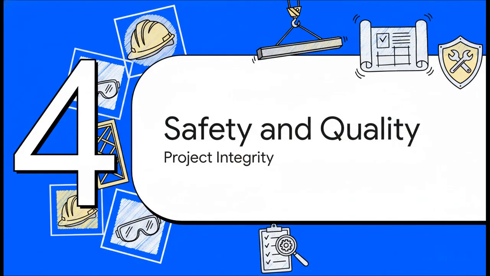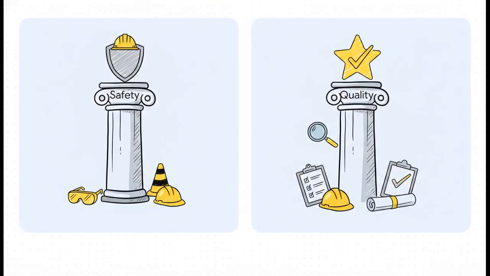Look, a project can be on time and on budget, but if it isn't safe and built to the right standard, it's all for nothing. So let's see how the app handles these absolutely critical protocols. So you've got these two sides of the same coin, really. On one hand, you have safety, which is all about being proactive, tracking and fixing issues before they turn into real incidents. And on the other hand, you have quality control, making sure every single thing that gets built meets the standard it's supposed to.